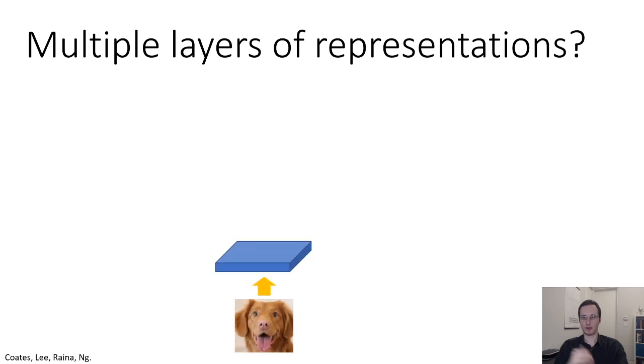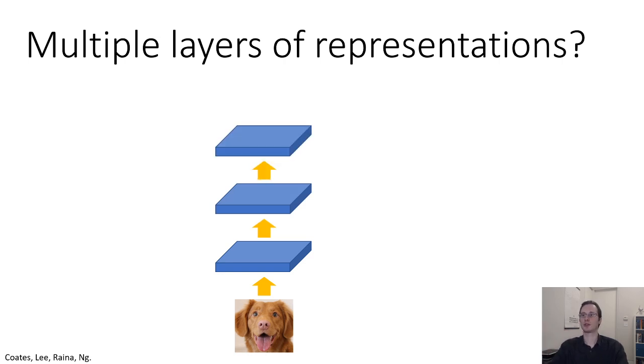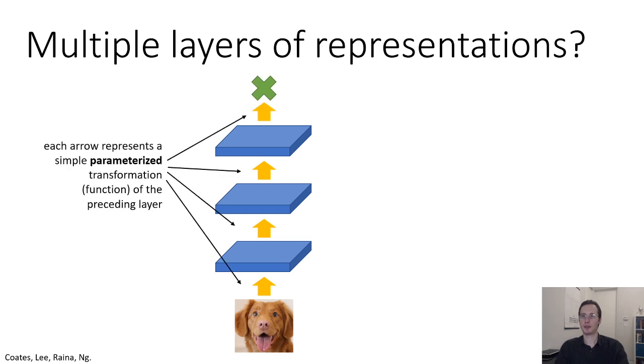So we would have our picture of a puppy. We would have our first layer of learned features, which would turn that picture of a puppy into some learned representation. Then we would have another transformation that turns it into a higher level representation, and so on and so on. And each arrow here, each yellow arrow in this picture, represents a simple parameterized transformation, a simple function of the preceding layer. But because we're composing many of these simple functions, the resulting function overall can be quite complex.